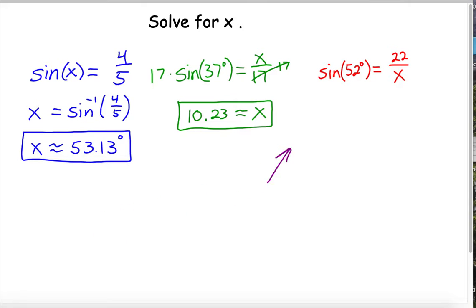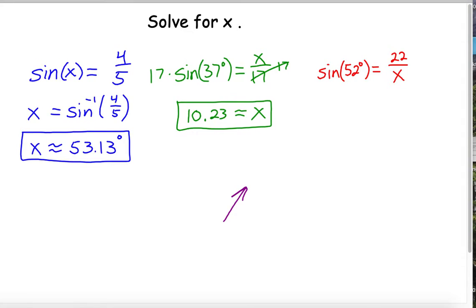Okay, the last equation, kind of similar to the second one, except now x is in the denominator. So how are we going to handle this? Well, once again, I want you to remember sine of 52 is just a number. If I gave you 3 equals 22 over x, how would you solve that?